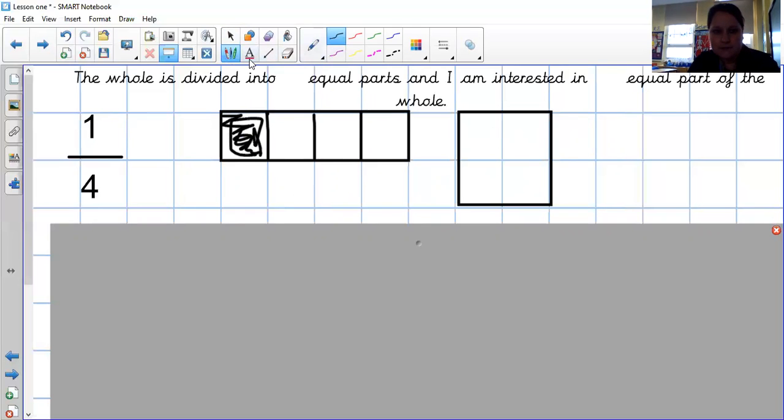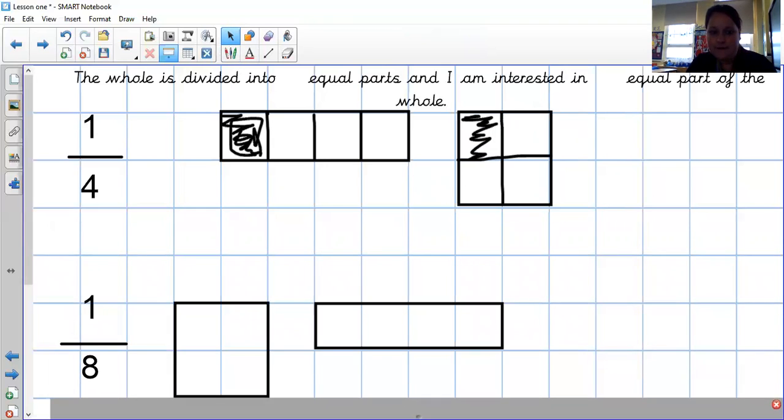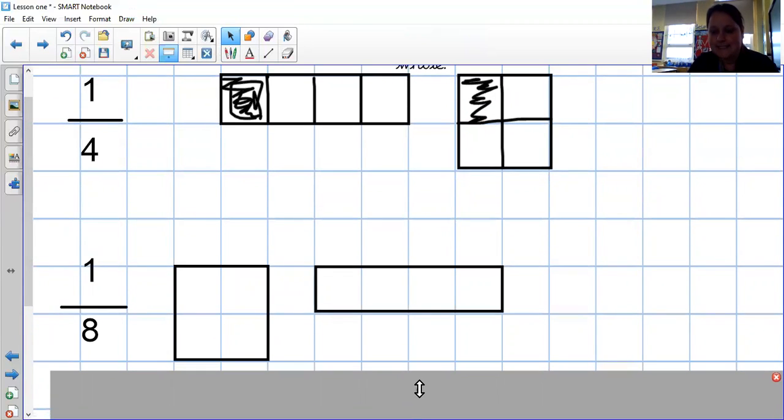And I might want to show it here. So I'm just going to change that. So again, I'm splitting my whole into 4 equal parts. 1, 2, 3, 4, and I am interested in 1 equal part of the whole. Okay, hopefully you've got that in your books. Let's have a go at the next one. 1/8. So this time I'm splitting my whole into 8 equal parts, and I am interested in 1 of those equal parts. Okay, you might want to make it easier.